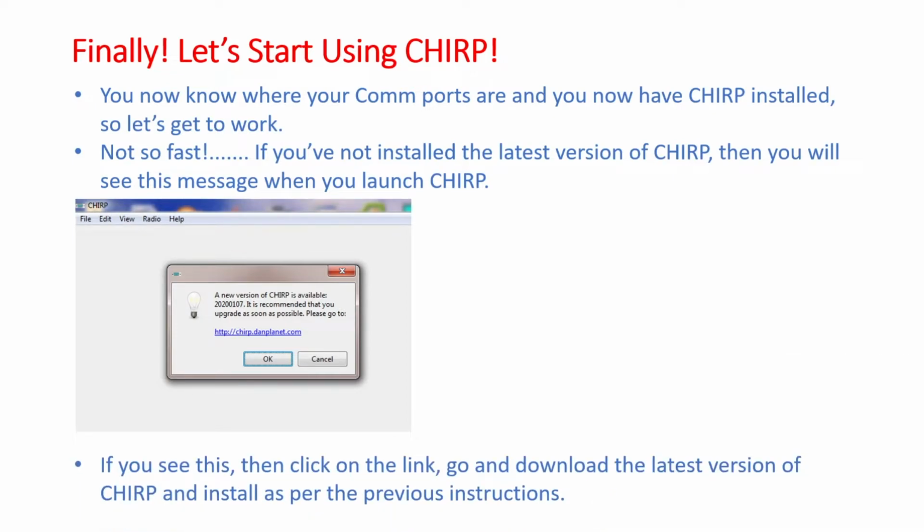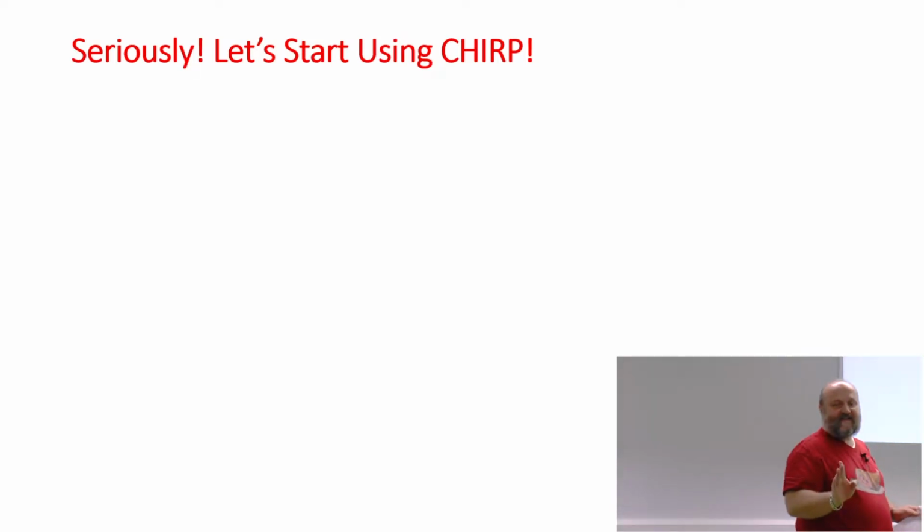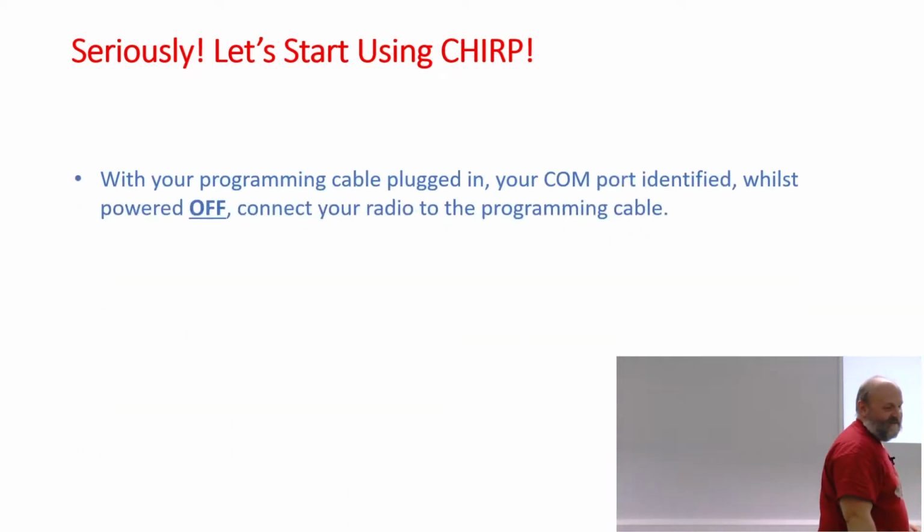Well, there you go. As it says, if you see this, follow the link and go and download the latest version and install it. There's no need to uninstall the old version. It will install over the top. Seriously, right, let's start using CHIRP.